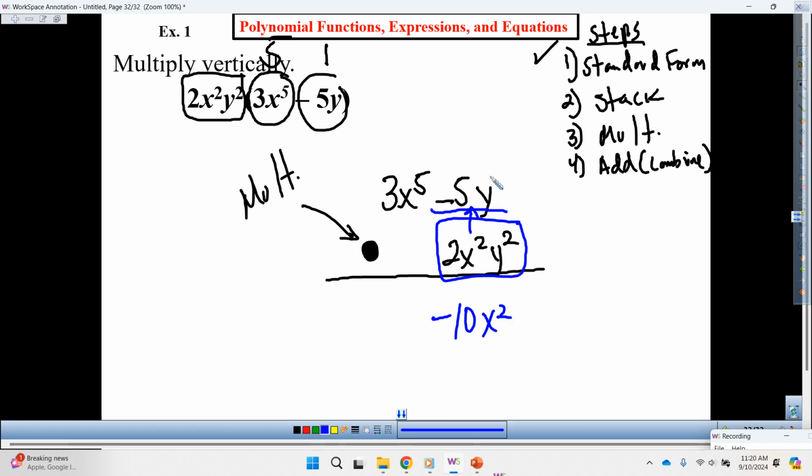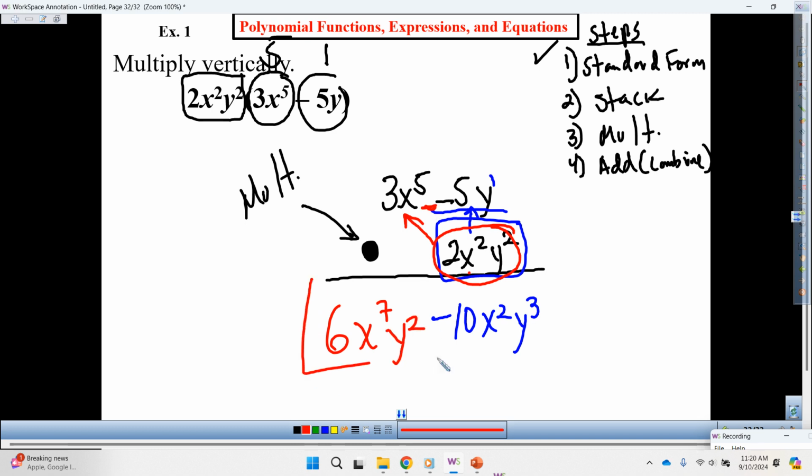Y squared times y to the first is y to the third. That is correct. Next, same one, now times that one. What is 2 times 3? 6. What is x to the second times x to the fifth? X to the what? 7. And y squared times nothing. We just bring down the y squared, and we are done.